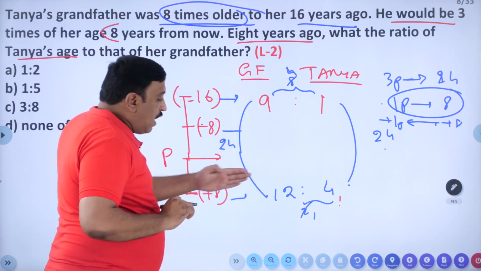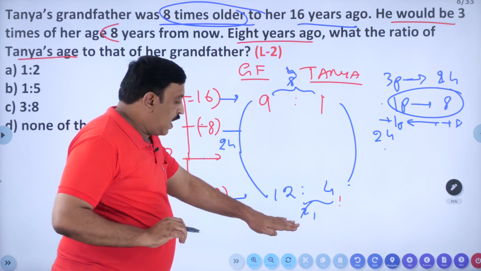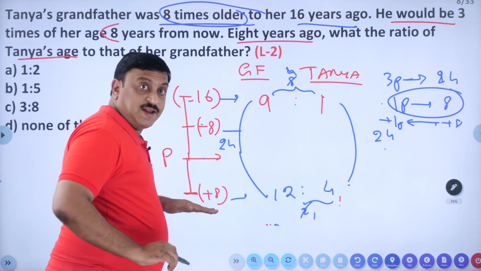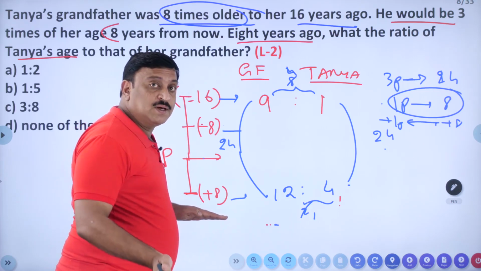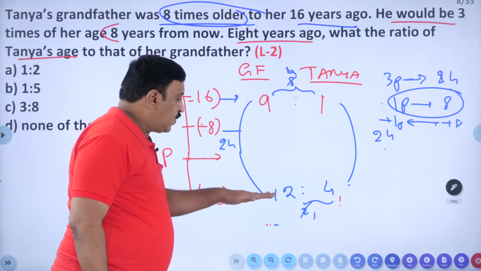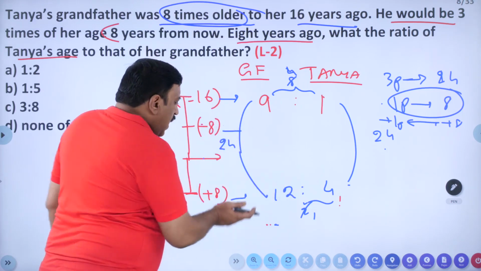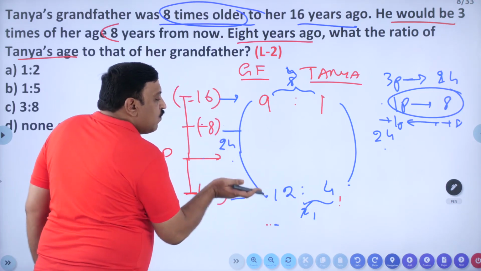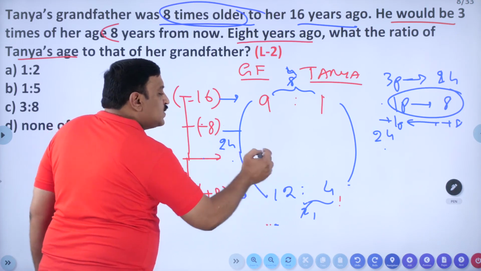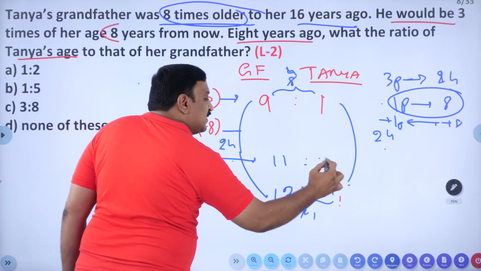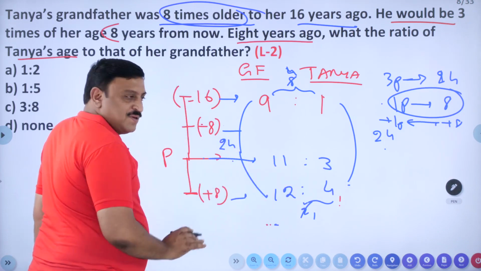Otherwise, I will come from this way. 12 is to 4. This is after 8 years. Future 8 years. So let us go like this. 12 is to 4. Each 8 years means how many parts? 1 part. So I will come back to present. 1 part will be removed now. So 1 part is removed. So now your present is how much ratio? 11 is to 3. 1 part removed.